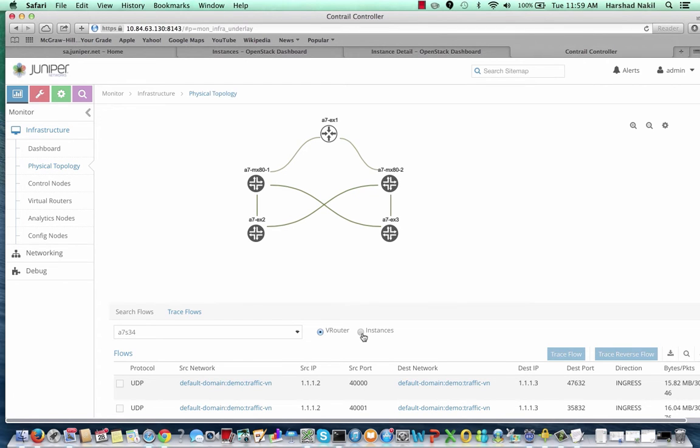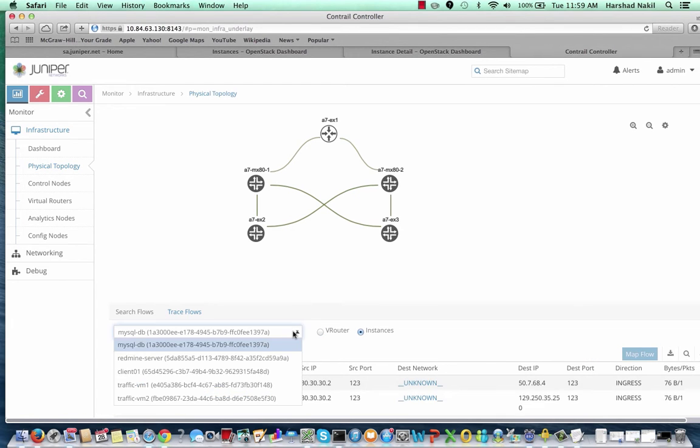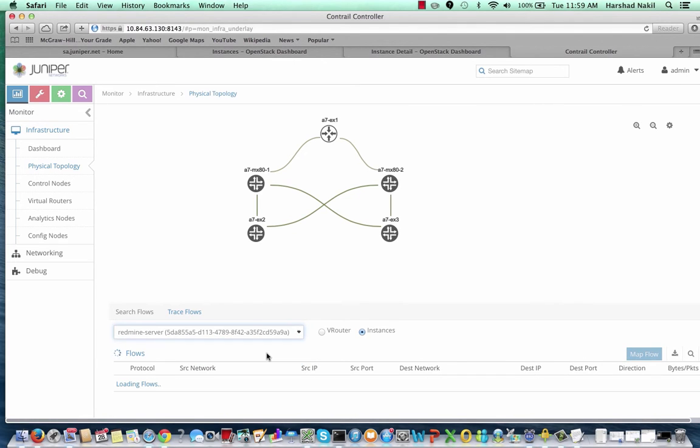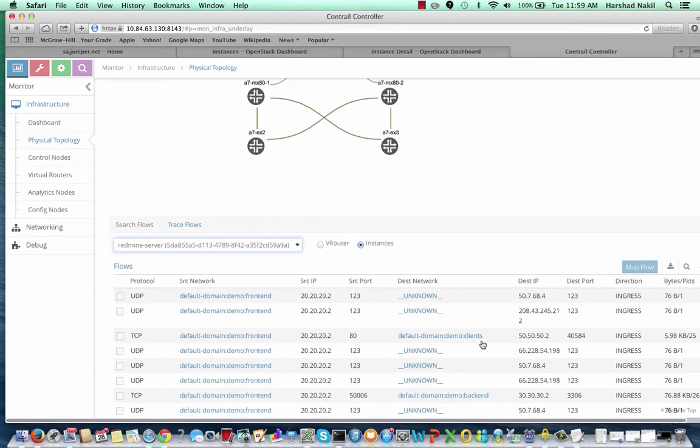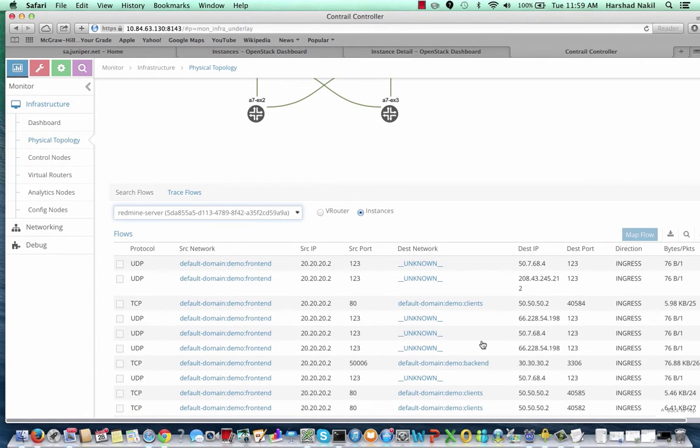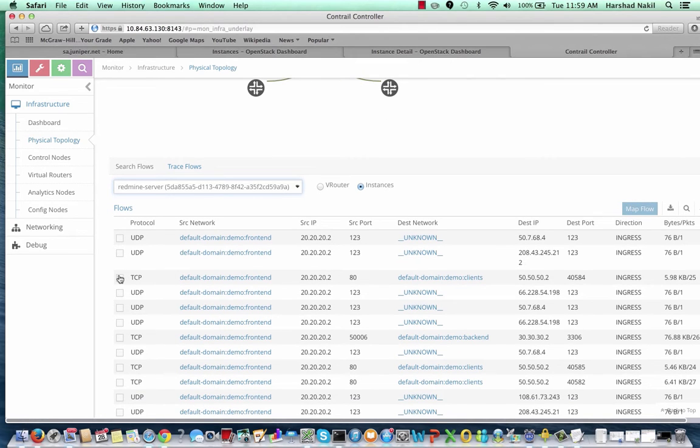So going back to our topology, we can go and search for all the flows on the Redmine server VM. So here's the Redmine server VM, and these are its flows. So it's good to look at these flows. What we really want though is to look at the path that they take in the physical network. So let's go ahead and choose one of these flows and try to map it.